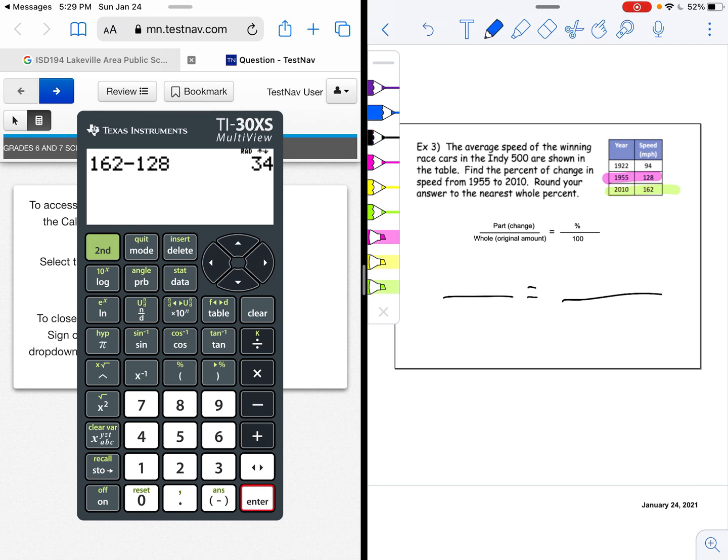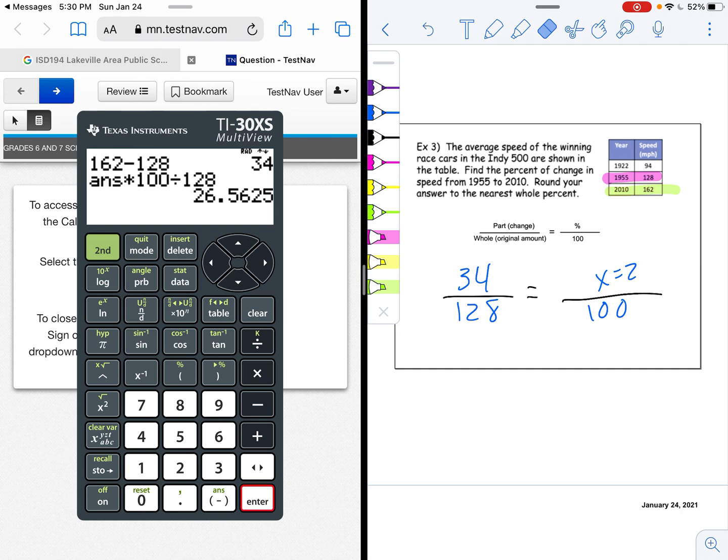My change is 34 miles per hour, and I started out at 128, and I'm looking for what percent that change is. So what percent is 34 of 128? So there's that "is" and "of" again. So I'm going to take 34 times 100 and divide it by 128. And I get, we're just going to round it to 26.6%.